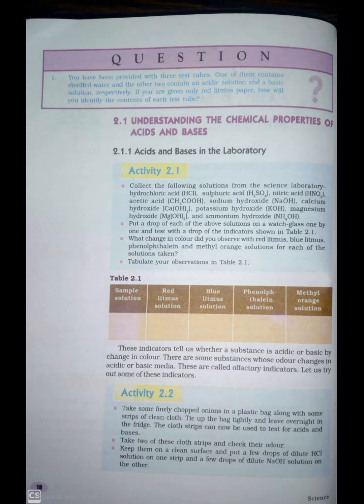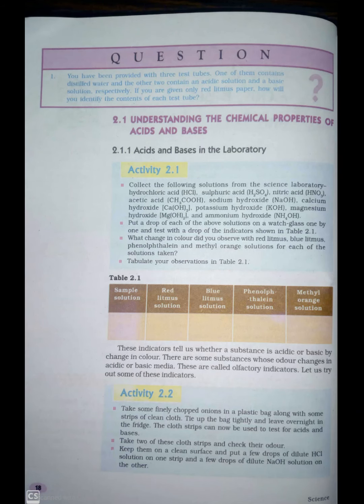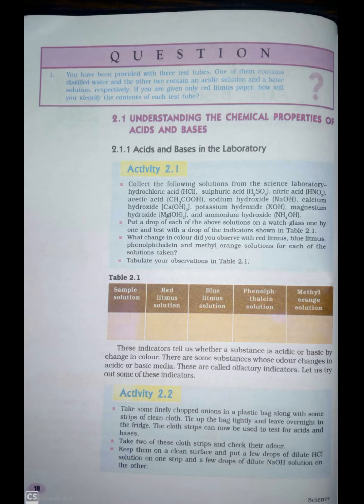2.1. Understanding the chemical properties of acids and bases. 2.1.1 Acids and bases in the laboratory. Activity 2.1. Collect the following solutions from the science laboratory: hydrochloric acid HCl, sulfuric acid H2SO4, nitric acid HNO3, acetic acid CH3COOH, sodium hydroxide NaOH, calcium hydroxide Ca(OH)2, potassium hydroxide KOH, magnesium hydroxide Mg(OH)2, and ammonium hydroxide NH4OH.